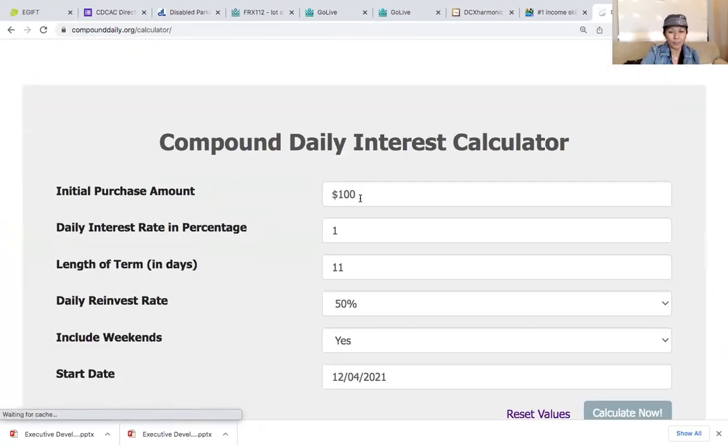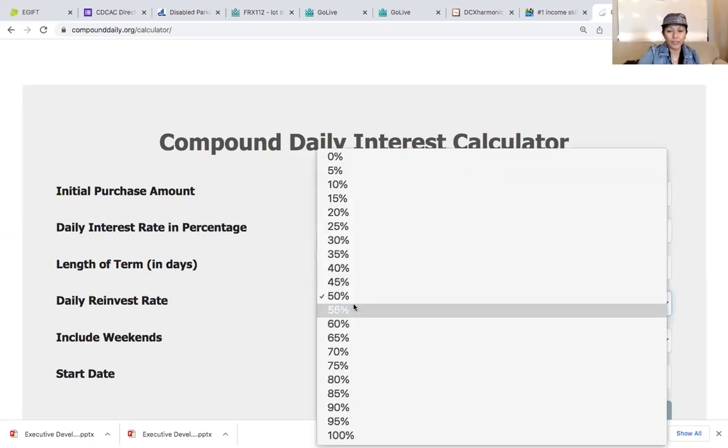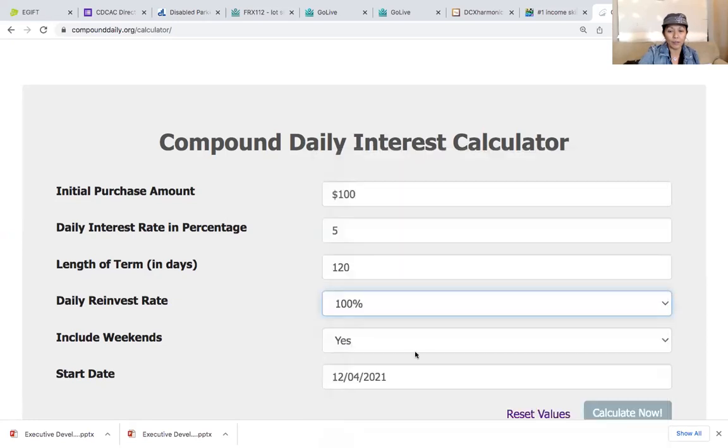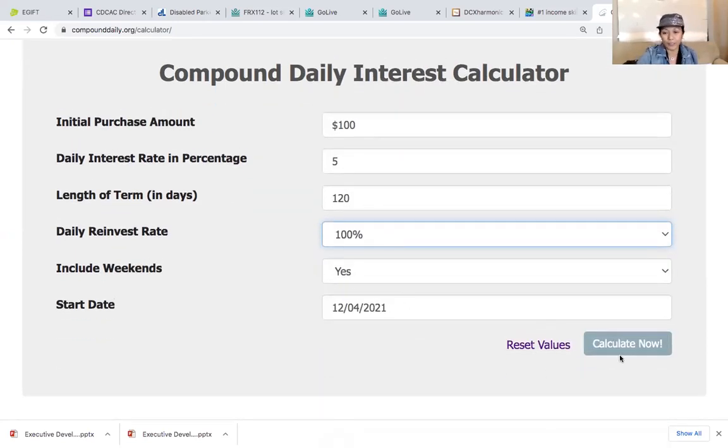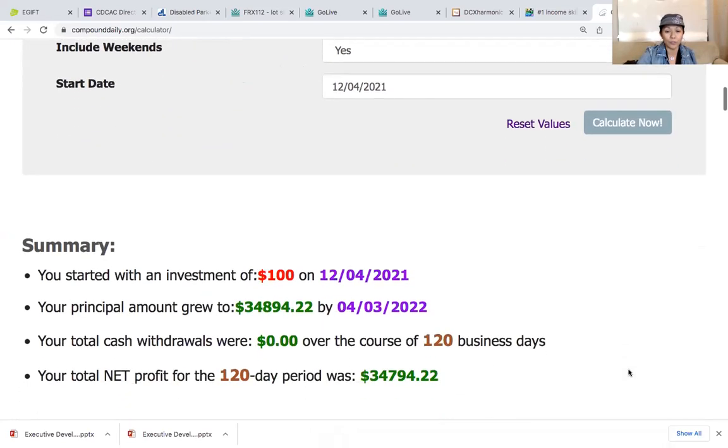Let's just leave this $100 in, and let's just say that we're going to grow this by 5%, and let's see in 120 days. I'm just making this up as I go. Let's just say you're going to reinvest all your profits. You're not taking everything out, and you're trading 7 days a week. Now that's not realistic for many of us who are not trading 7 days a week, but just to give you an idea of what this tool can do for you.